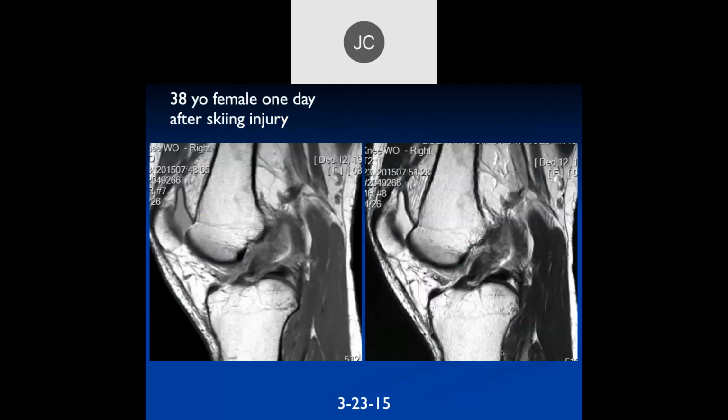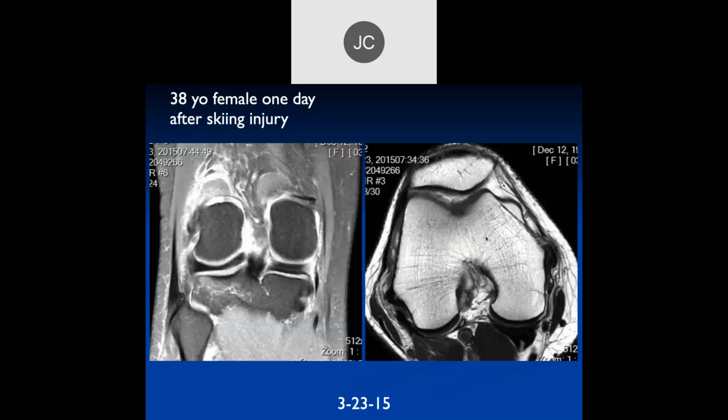This is a 38-year-old female, one day after a skiing injury. Looks like there's laxity at the distal ACL with a tear of the proximal insertion. And here we can see there's a little pivot shift, bone edema. And here we can see that ACL tear on the axial images.